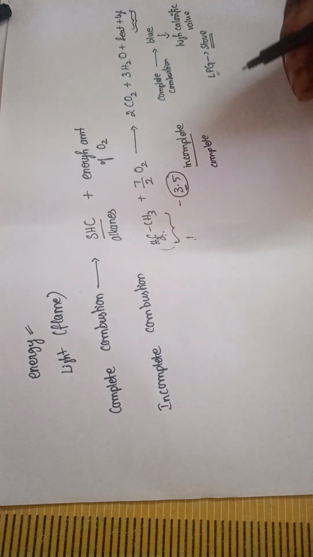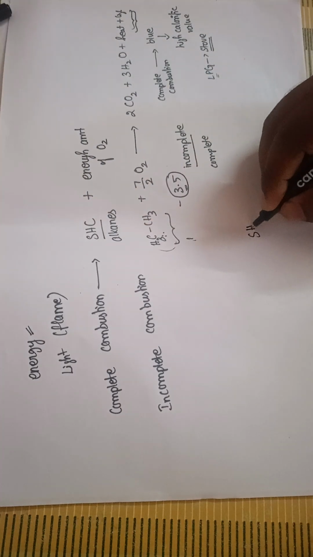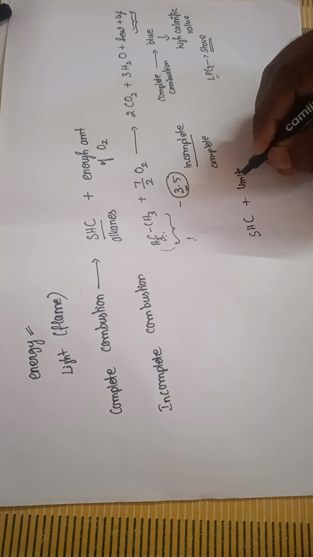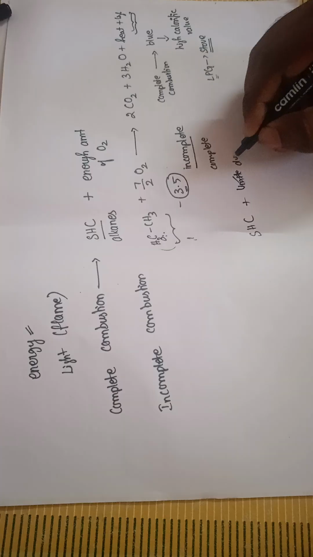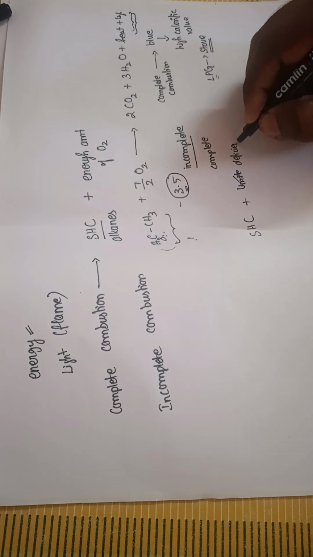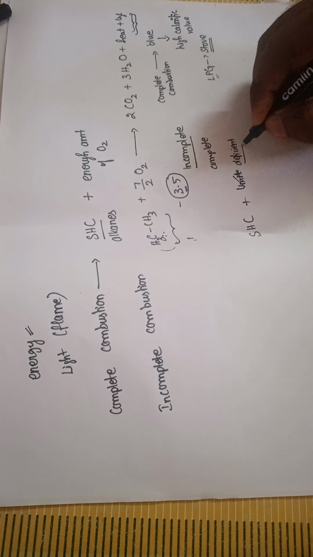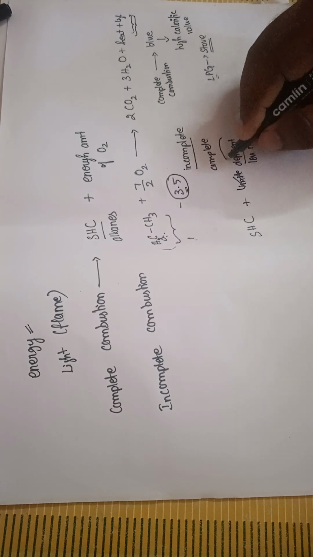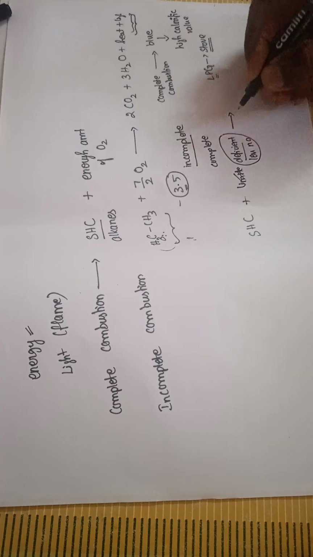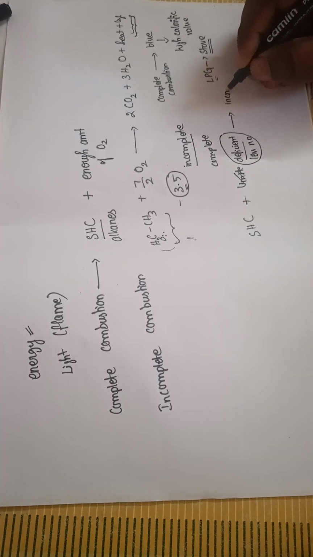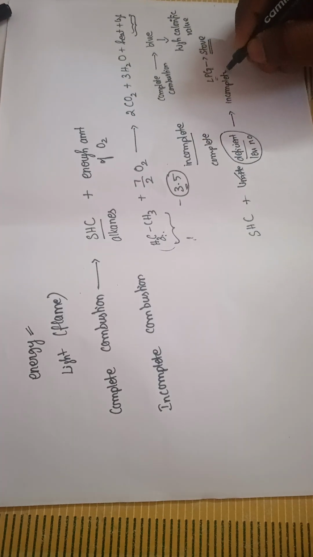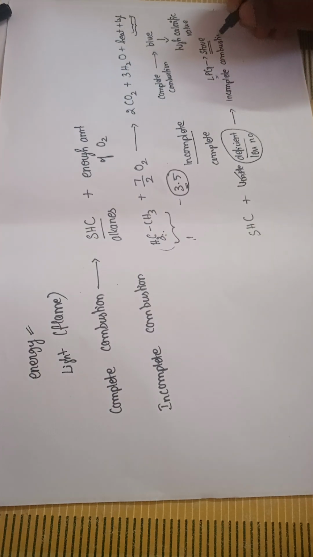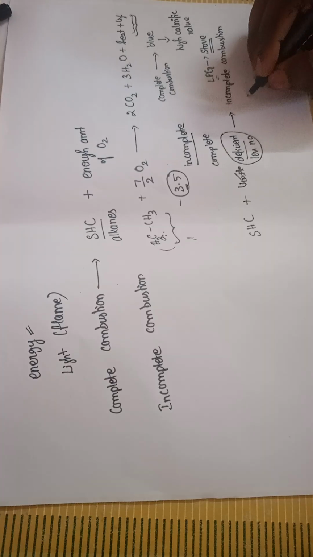If there is not enough oxygen, even if you have a saturated hydrocarbon, but you are supplying a limited amount of oxygen, or rather a deficient amount of oxygen, less than sufficient, then it will undergo incomplete combustion. Incomplete combustion results in the formation of a yellow flame.